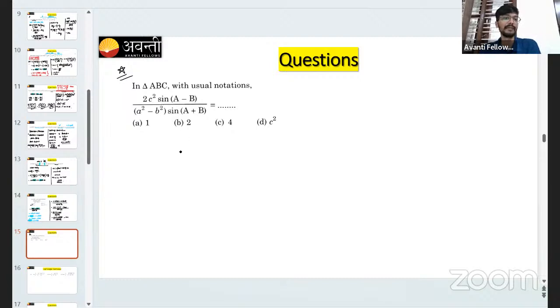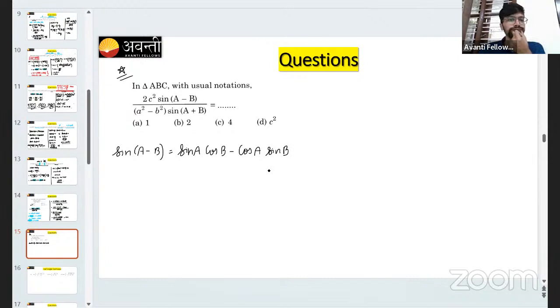Now, sin A minus B. Sin A minus B cannot be easily converted. First, we need to use the compound angle formula. So sin A minus B. What is sin A minus B? Sin A cos B minus cos A sin B. Correct?